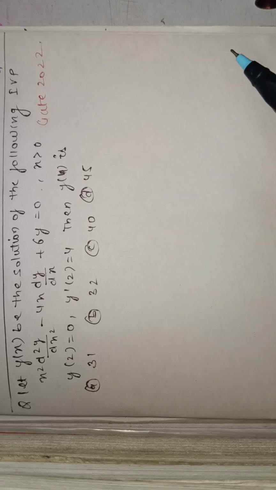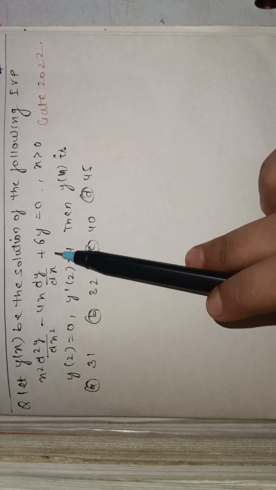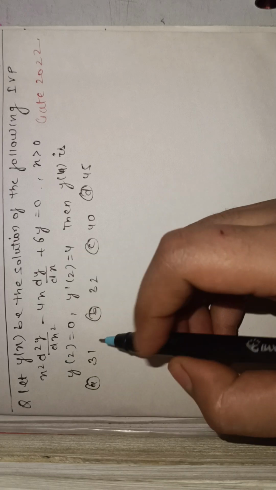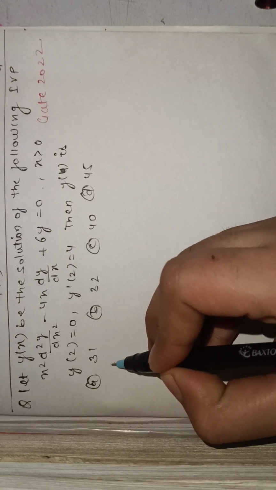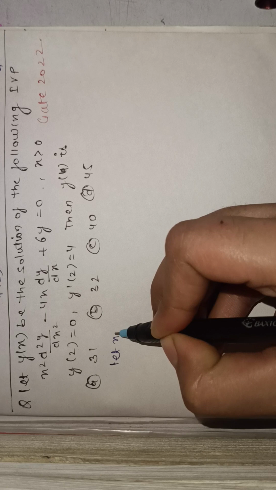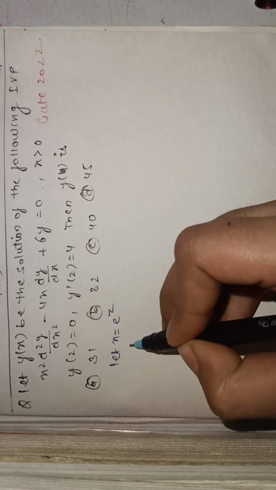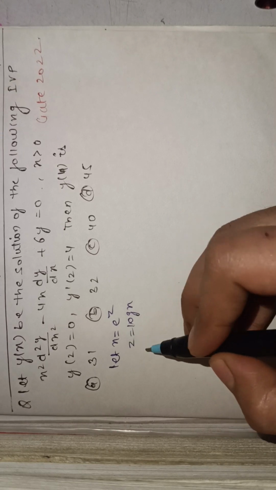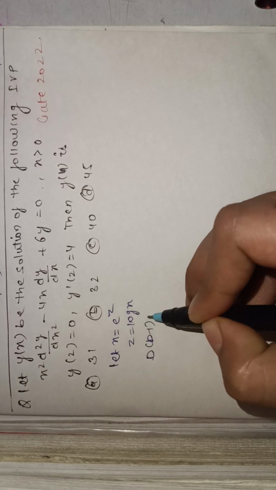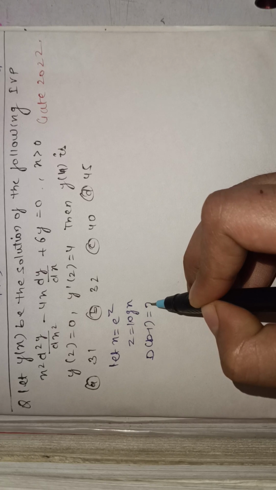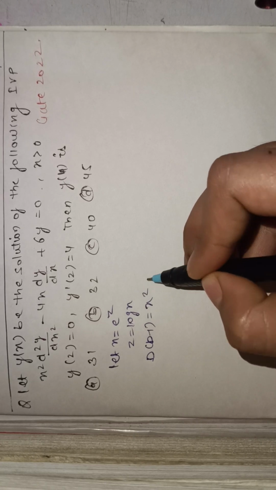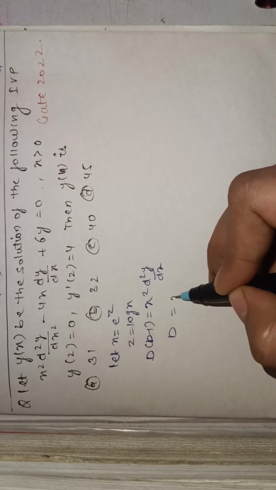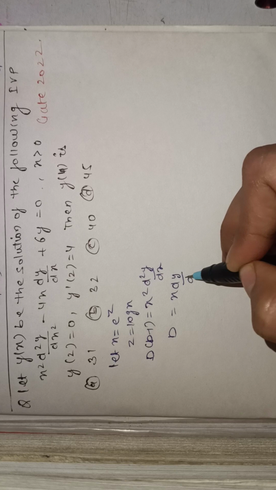How do we solve this? As this is a Cauchy equation with non-constant, that is, variable coefficients, let x equals e to the power z, so z equals log x. Now we have to put D(D minus 1) in place of x square d2y by dx2, and D in place of x dy by dx.